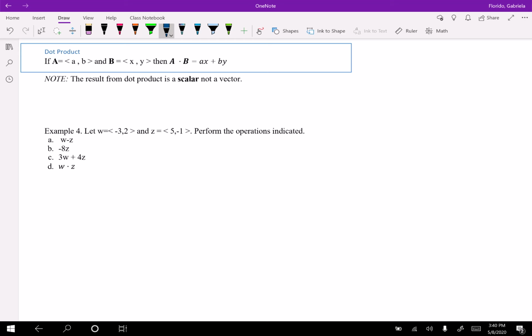So ax plus by. But notice that the result here is going to be an actual number. It's not going to be a vector. And so you have to be really careful that whenever you're computing the dot product, which is shown with this little dot notation in between these two vectors, you're going to end up getting a scalar. So technically this is part of this definition here.